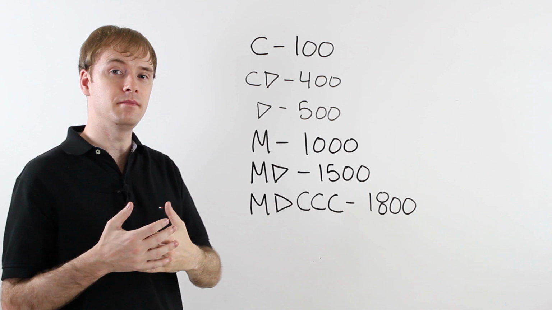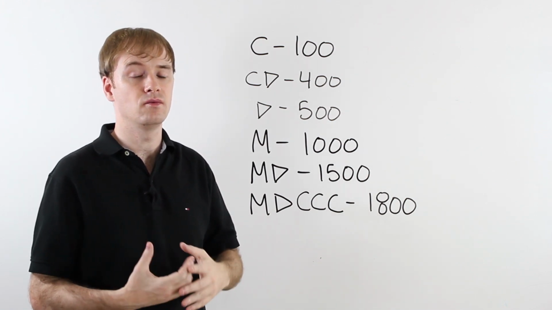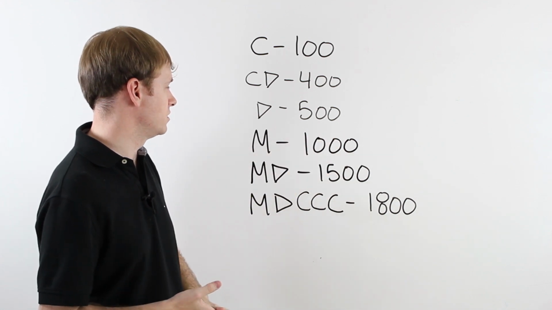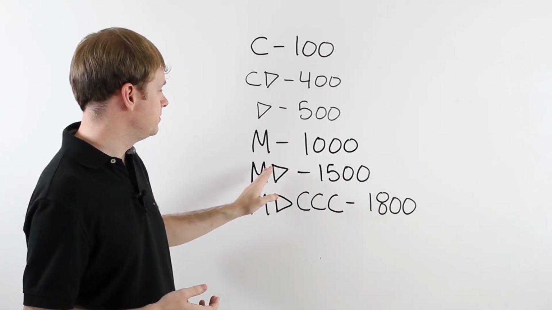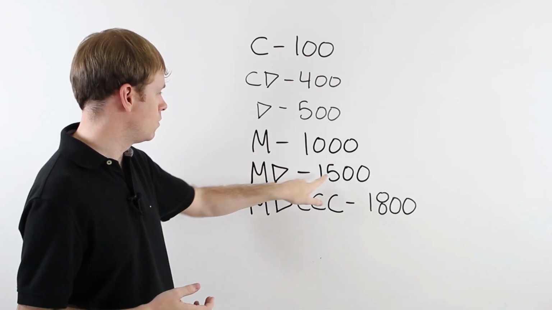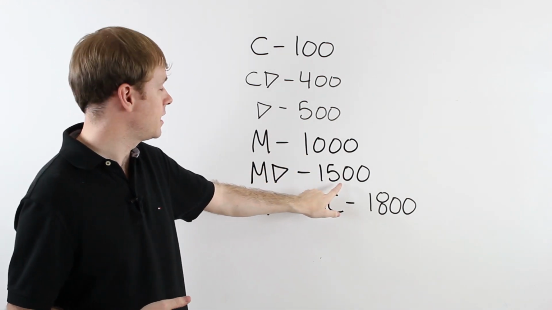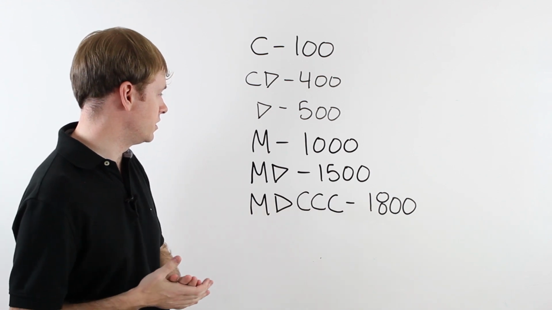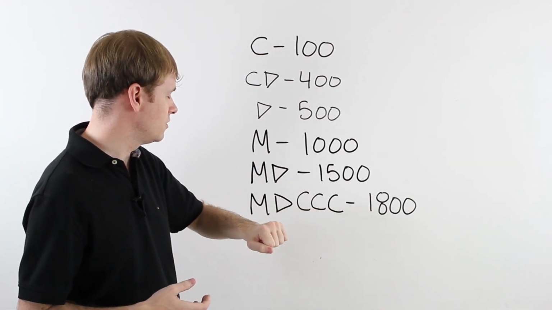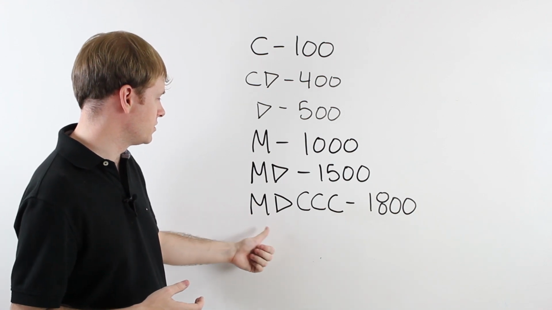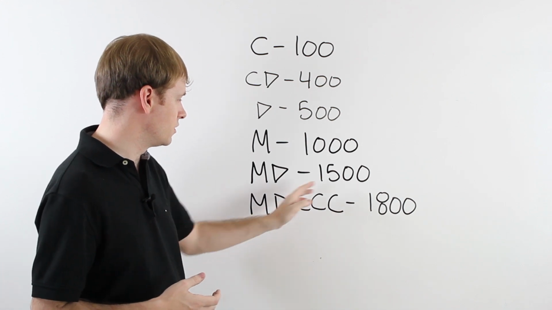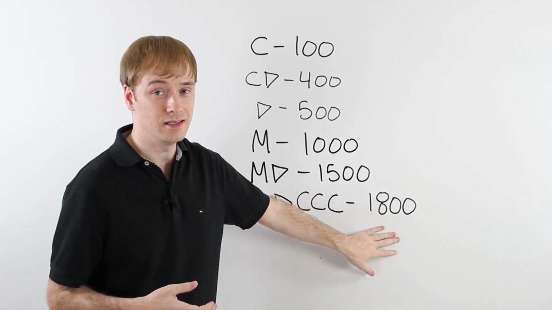D, 500. M. M is the last letter we use in Roman numerals. M is 1000. Okay. MD. Well, D is 500. M is 1000. So 1500. MD. And the last one here, really big number, MDCCC. Okay, so 1,000, 500, and 100, 200, 300. The total here is 1,800.